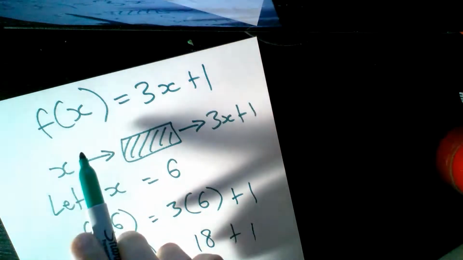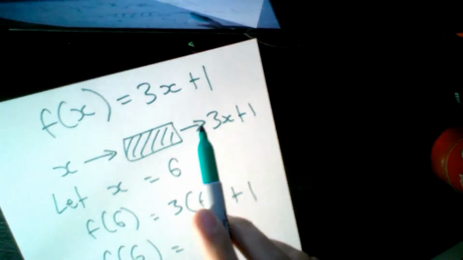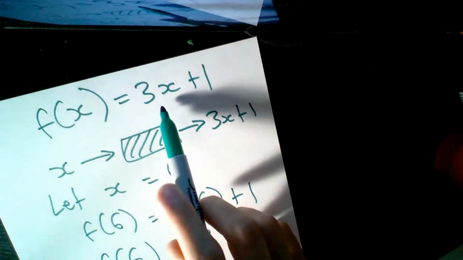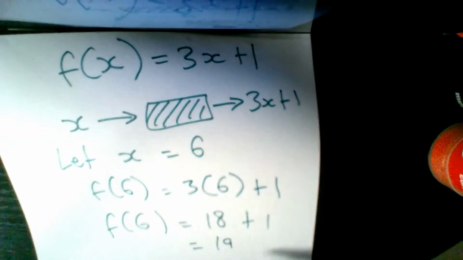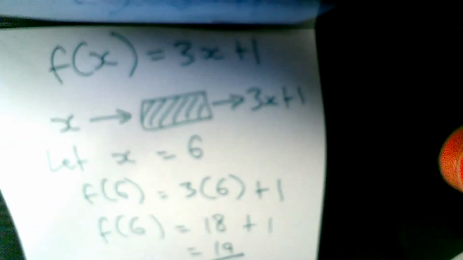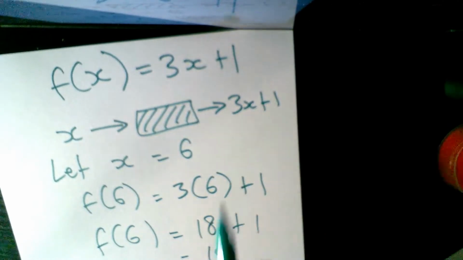So when the f of x equals 3x plus 1, and when x equals 6, we will multiply 6 by 3 and then add 1 to get 19, which is the f of x. This is the output of the function. Okay, this is like easy. This is one-step functions.